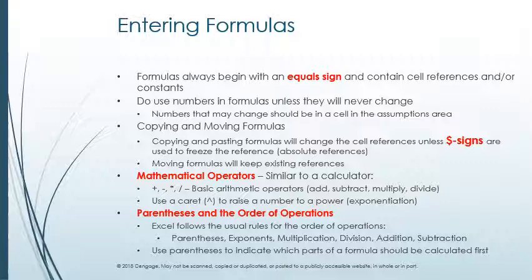Also, we can copy and paste formulas, but when we copy, it will change the cell reference unless we put the dollar sign before the column letter and row number of the cell. This is called absolute reference. When we move from one cell to another with the formula, it will keep the existing reference.